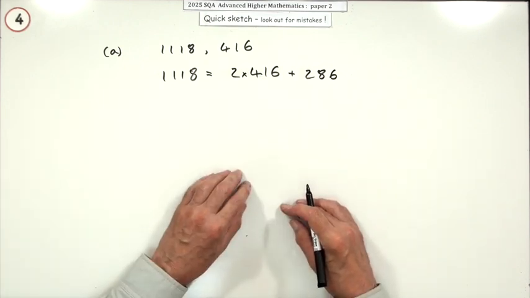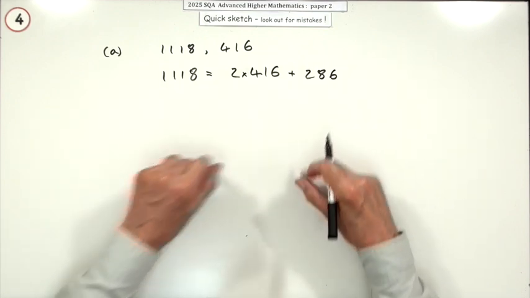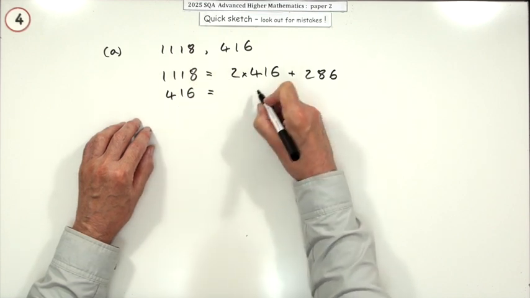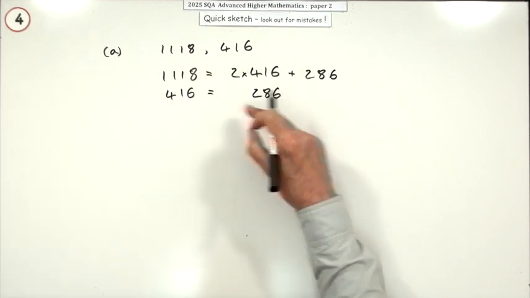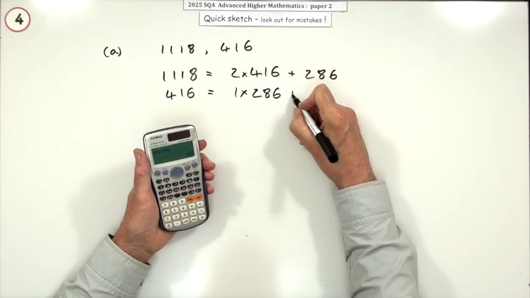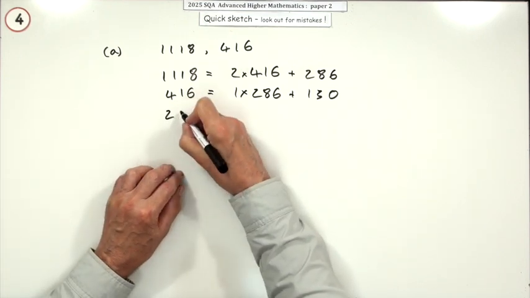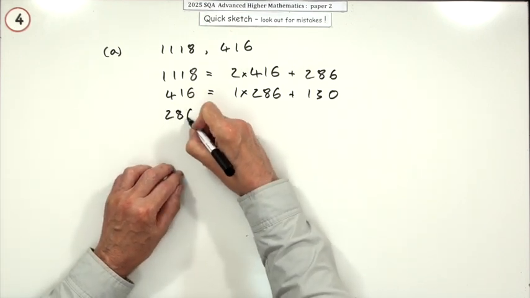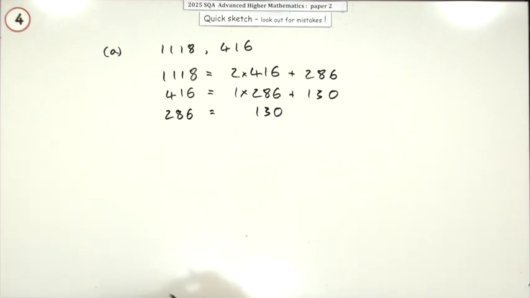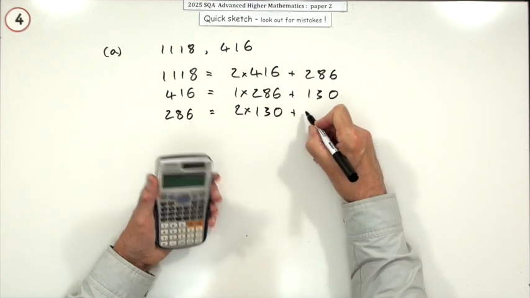Now the next part would be, well, if something's going to divide this, it'll have to divide both of those. So 416, just repeat it with 416 and 286. How many of them go in? And there's just one, but obvious, with 130 left over. Same again. So that didn't work. So what about 286 and 130? How many times does that go in? And that goes in twice with 26 left over.